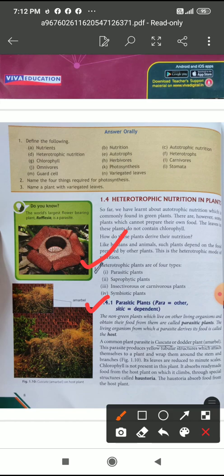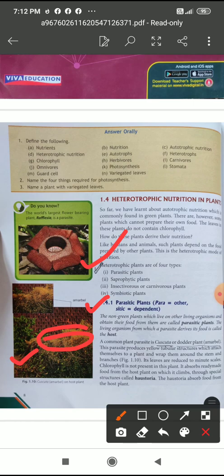For example, children, a common plant parasite is Cuscuta. Here the figure is given: Cuscuta or dodder plant or amarbel. This parasite produces yellow tubular structures which attach themselves to a plant and wrap around the stem and branches. These are the yellow tubular structures. Its leaves are reduced to minute scales. Chlorophyll is not present in this plant.